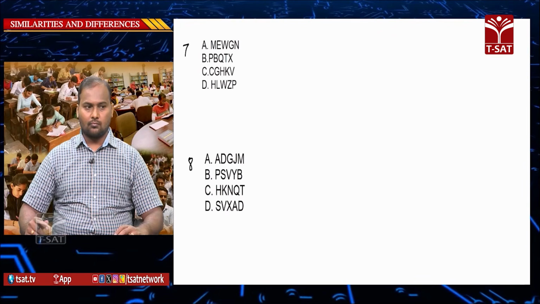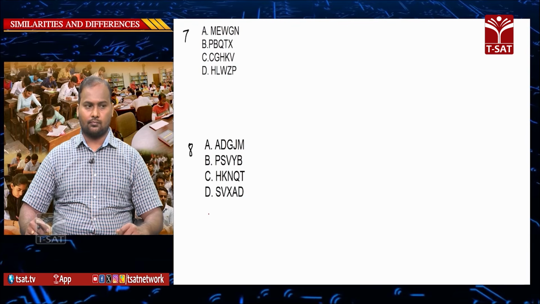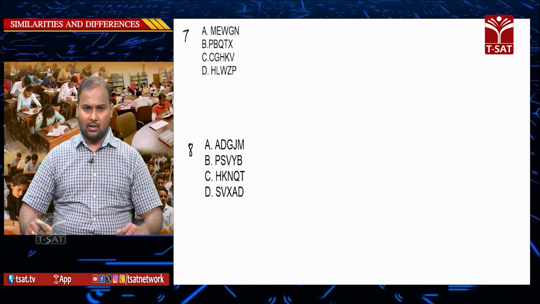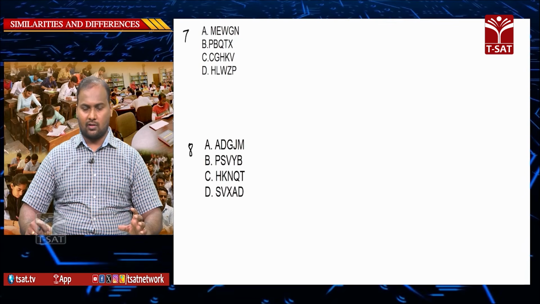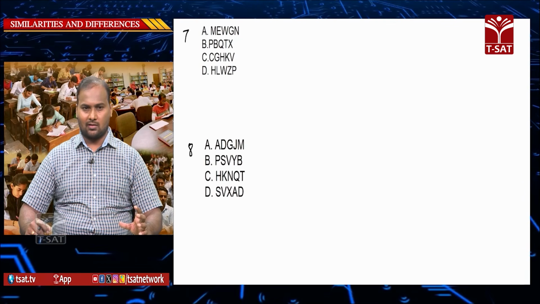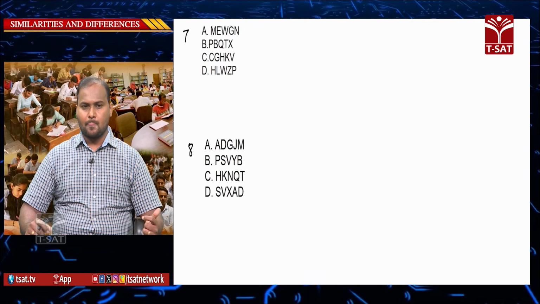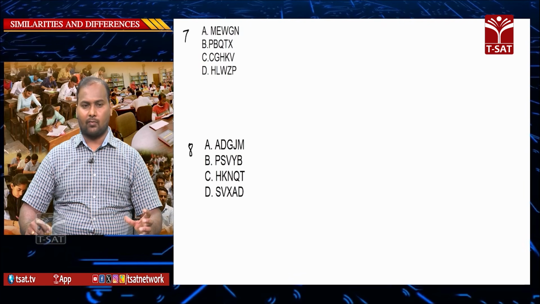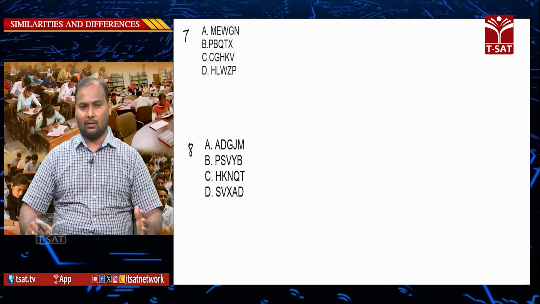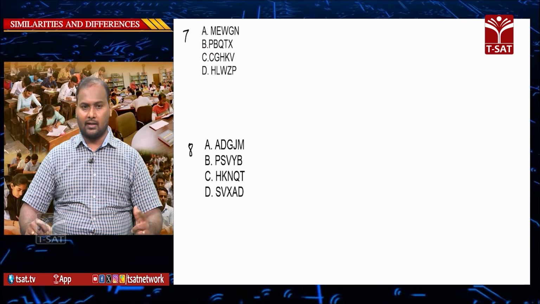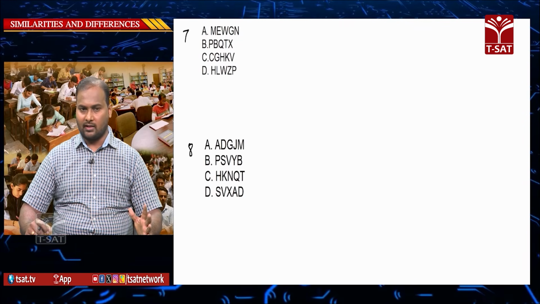Let's see this next question. In this question, there are 4 options like M, E, W, G, N. So the moment you see the question, try to see the range of these letters. M to E, is there any range? M is 13, E is 5. So it is decreasing by 8. And E to W, E is 5, W is 23, again increase. Again W to G, again decrease. G to N, again increase, right?